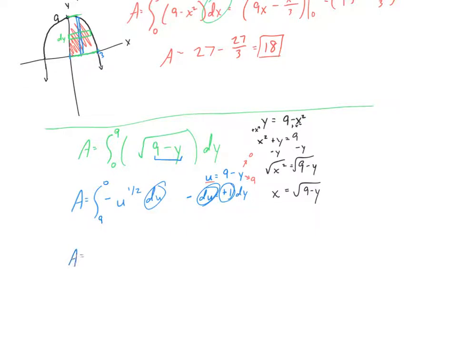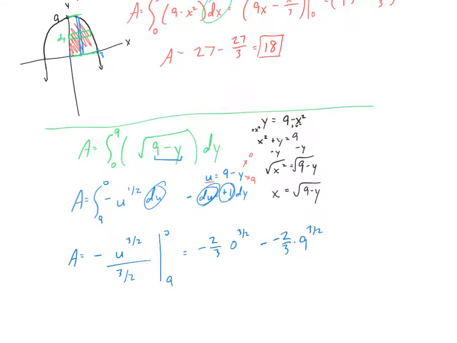So a equals u to the negative 1/2. Keep our negative sign. U to the 3/2. Add 1 to the exponent. Check that in your calculator if you're not sure. Divided by 3/2. Evaluated from 9 to 0. All right, and when I plug in my top bound, negative 2/3, because that 3/2 flips up, times 0 to the 3/2 minus negative 2/3 times 9 to the 3/2.